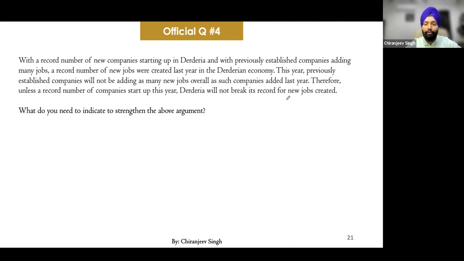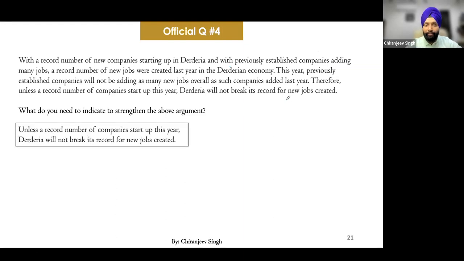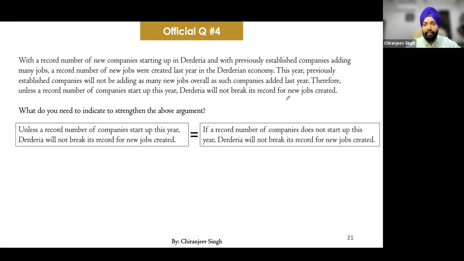Okay, okay. First, it is important to understand the conclusion. The gaps are basically, the conclusion is this, as we have discussed: if a company does not start up, that area will not break its record. If this idea is easy for you to handle, you can think about it directly as: I have to strengthen this.